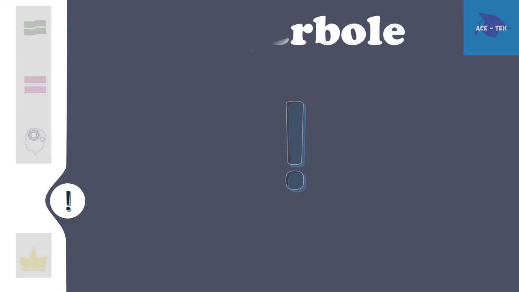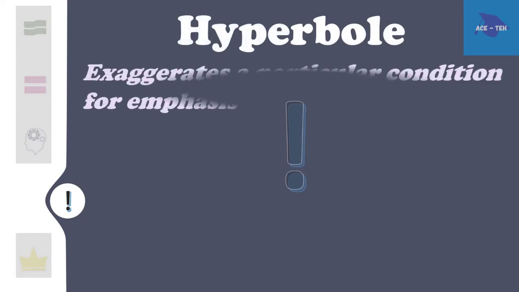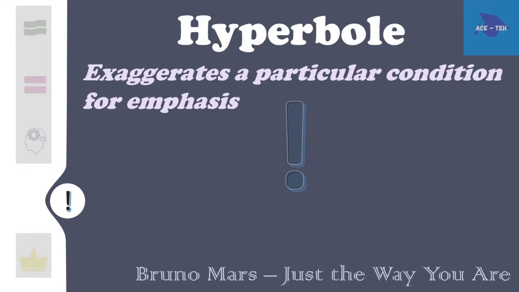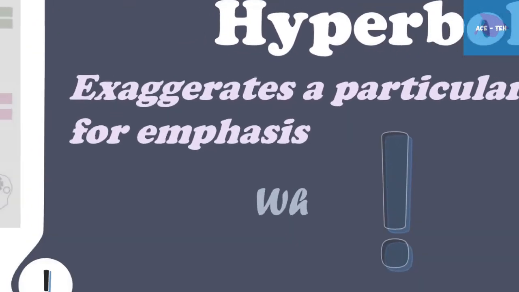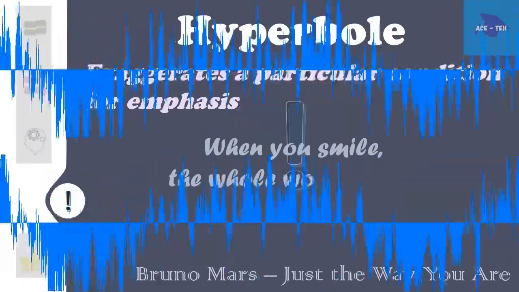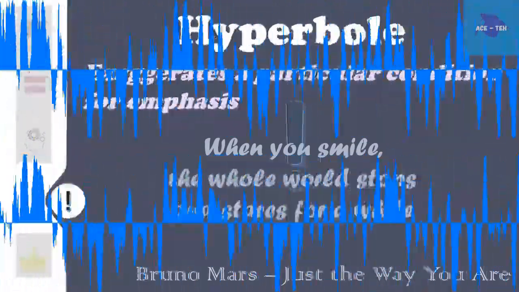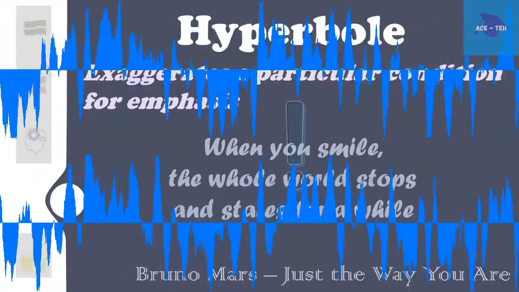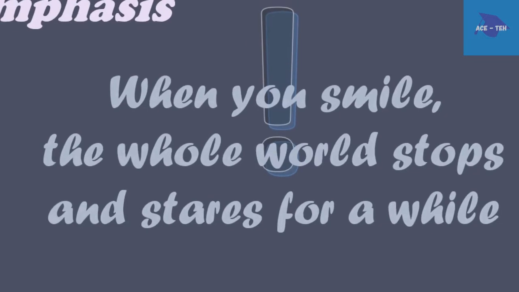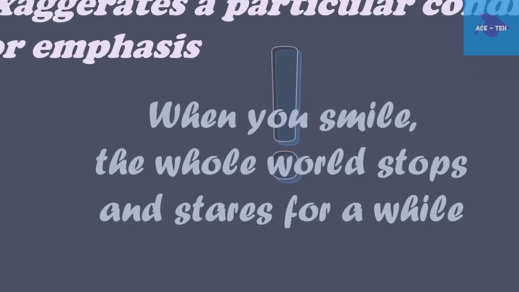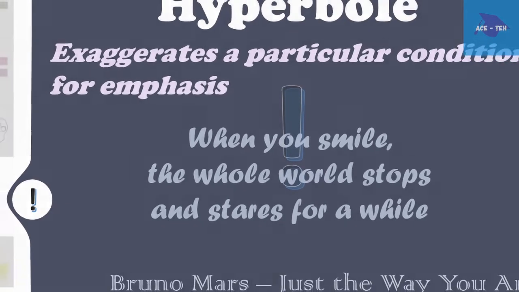A hyperbole, another figure of speech, exaggerates a particular condition for emphasis. The key word here is exaggeration. The world stops and stares for a while. Now, does that really happen? No. And we have an exaggeration of the girl's beautiful smile.